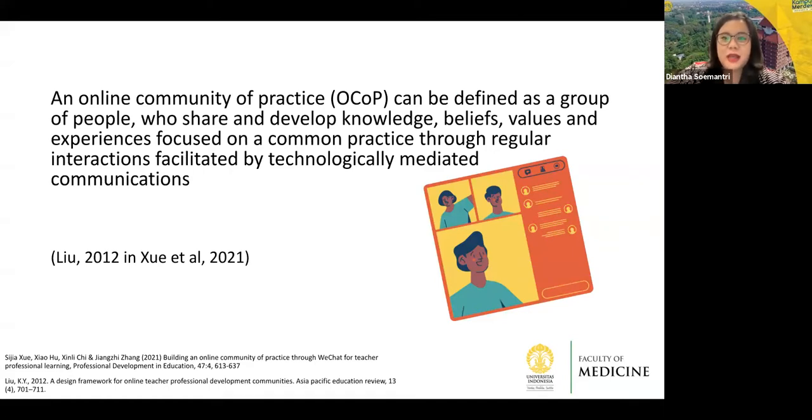So basically, online COP is a group of people who share and develop knowledge, beliefs, values, and experience, focus on common practice through regular interaction facilitated by technologically mediated communication. So for example, we HPE group from all over the world, we meet in the WhatsApp group or in another discussion forum where we can share ideas and knowledge, and that's the online COP of HPE group.